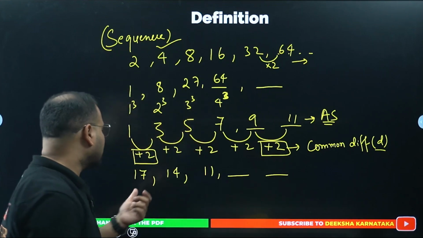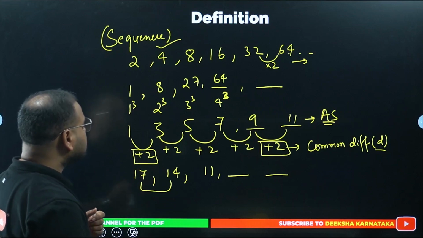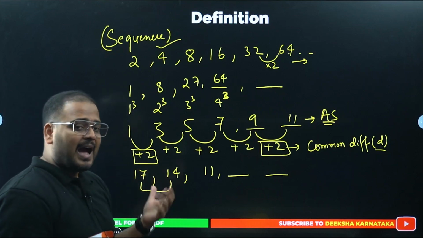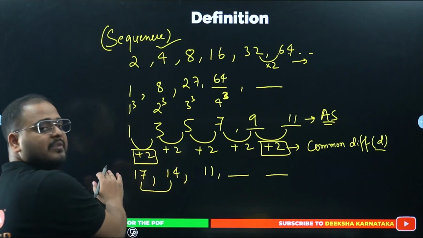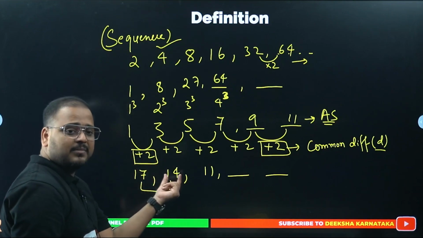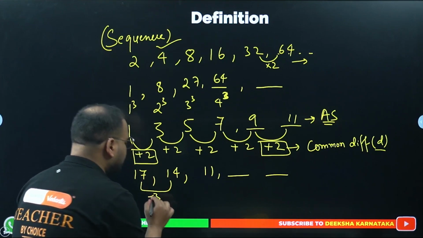You should be able to answer. Sir, how? Check here. 14 minus 17, how much is that? Sir, can we do 17 minus 14? Actually, we do the next term minus the previous term. Okay, because this is called the second term, this is called the first term. So second term minus the first term would be minus 3.